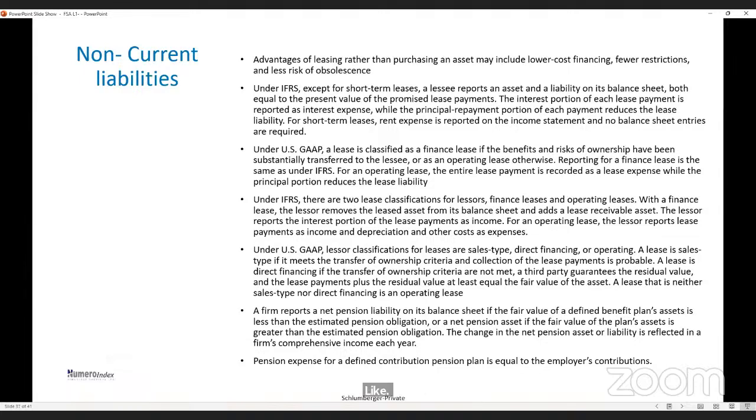So just note this: except for a short-term lease under IFRS, where the lease expense is reported on the income statement with no balance sheet entry, all other leases are treated as finance leases, in quotes. So you report the lease as asset and what? Liability. But for US GAAP, you have to report it like IFRS if you have categorized it as a finance lease. All right, so that's that.